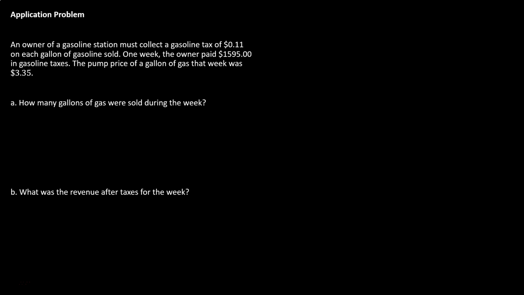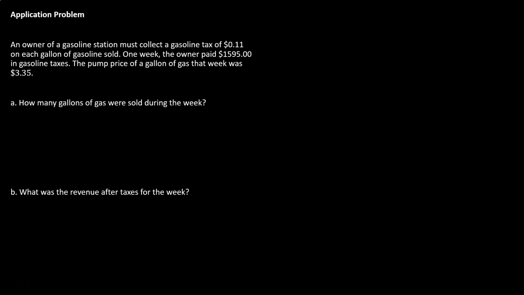An owner of a gasoline station must collect a gasoline tax of 11 cents on each gallon of gasoline sold. So 11 hundredths of a dollar is 11 cents. One week, the owner paid $1,595 in taxes. That's just taxes, nothing else, just taxes. So if it's 11 cents for every gallon of gasoline, they had to sell quite a few gallons to bring that up to $1,595.